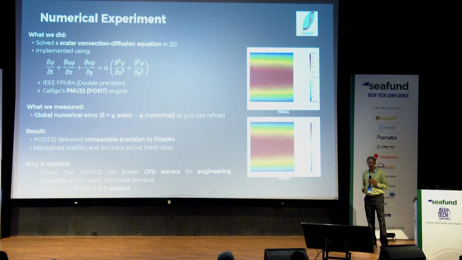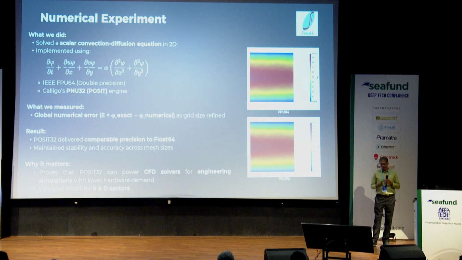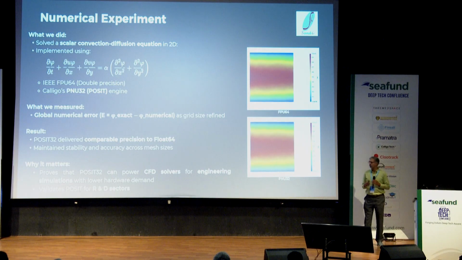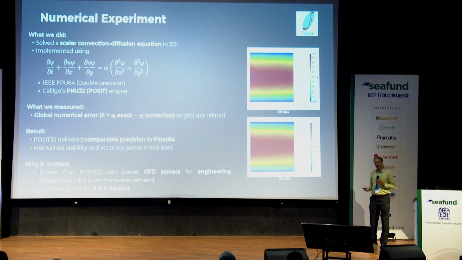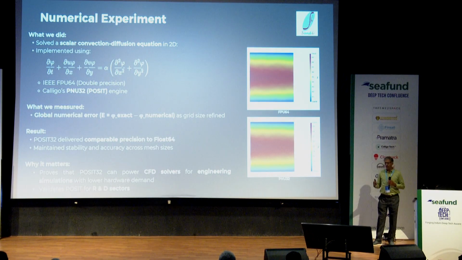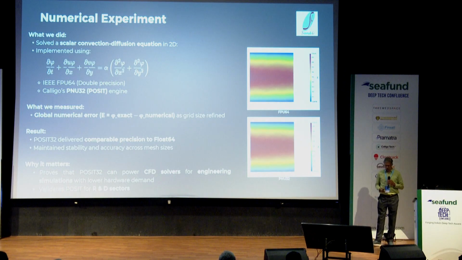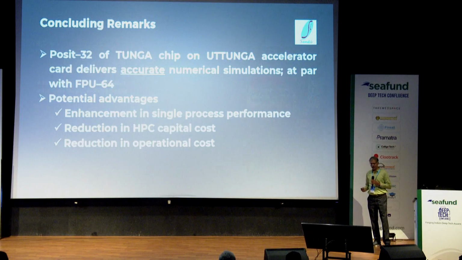And what we found was that the Posit 32 architecture delivers comparable precision to float 64. This also maintains stability and accuracy across the mesh sizes. And this would definitely enable us to power engineering simulations with a lower hardware demand. It also enables us to validate posit for R&D sectors.